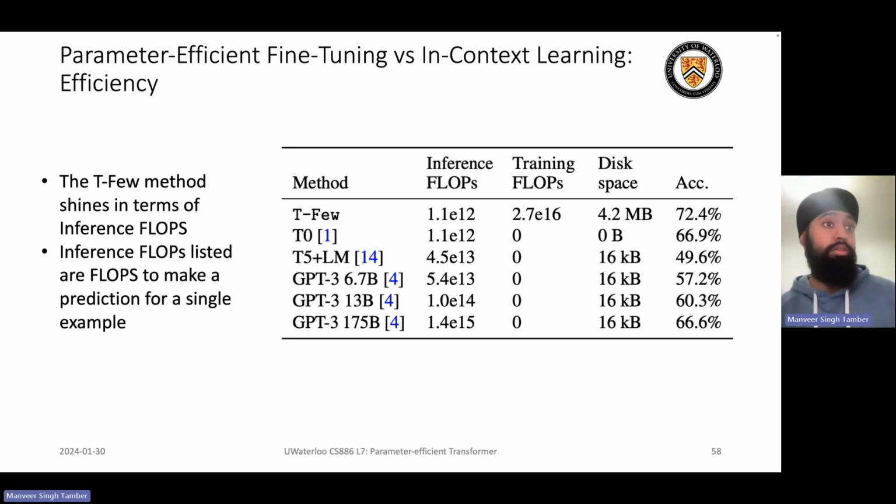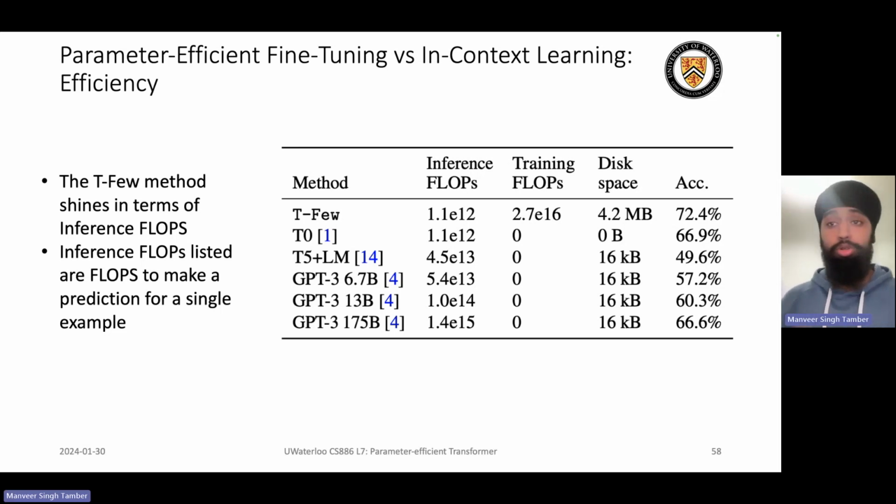So the FLOPs again are the floating point operations to make a prediction for a single example. And so again, the T-Few method performs the best. It has low inference floating point operations, but it does take some cost to train. And the disk space is not too interesting, but basically the parameters of the model need to be stored.